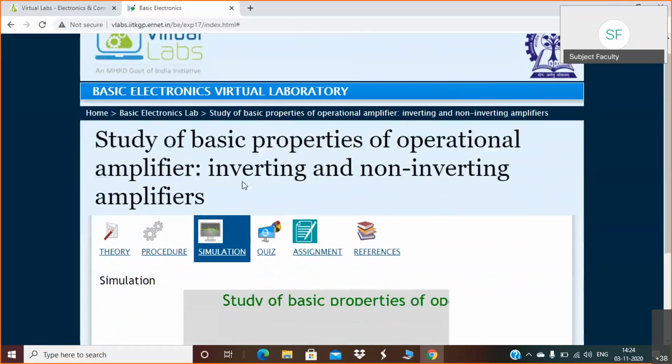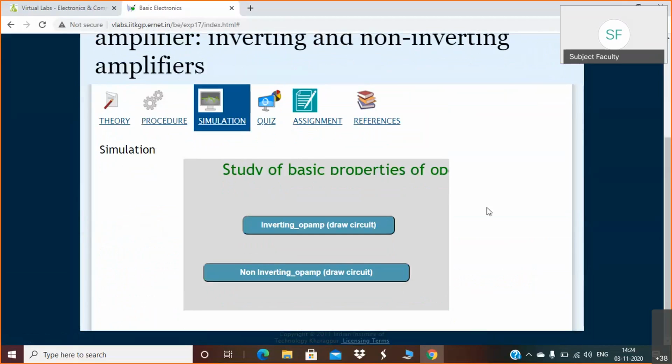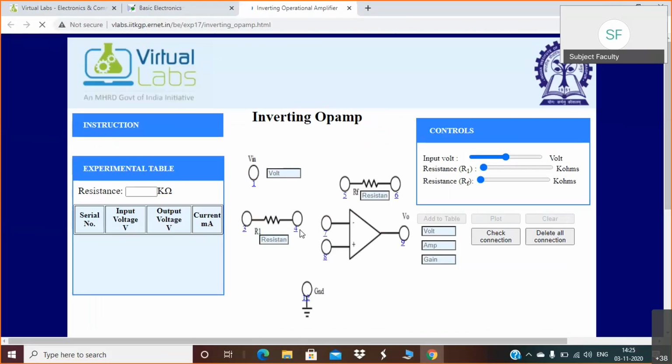Now this is the simulation window. You can observe there are two tabs again. The first one is for the inverting op-amp and the second one is for the non-inverting op-amp. Let's select the inverting op-amp first. I am clicking on the inverting op-amp, and as soon as I click, you can observe one window will appear.